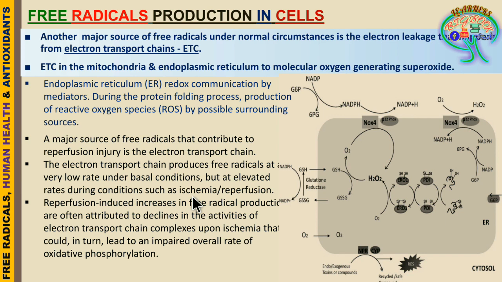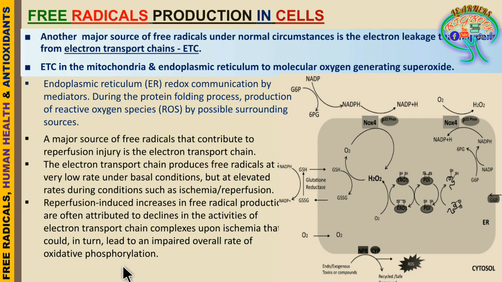I have spoken very briefly that ischemia and reperfusion is going to produce a high amount of free radicals within the mitochondria. Reperfusion-induced increases in free radical production are often attributed to declines in the activities of electron transport chain complexes upon ischemia, which could in turn lead to an impaired overall rate of oxidative phosphorylation.